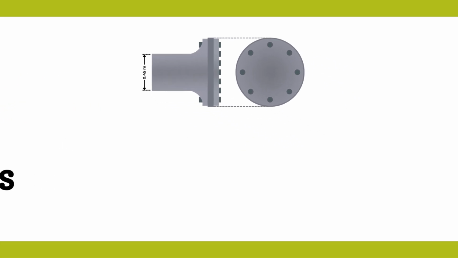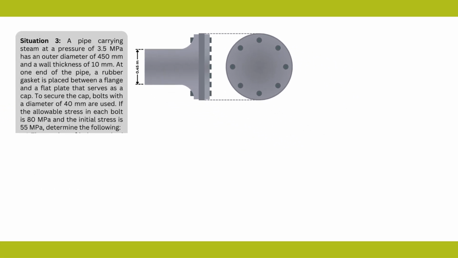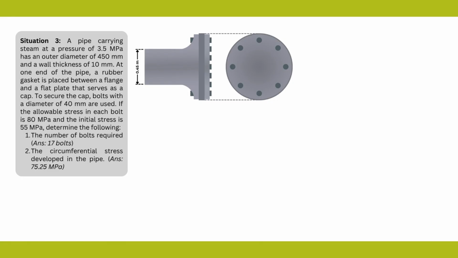For this episode, a pipe carrying steam at a pressure of 3.5 megapascals has an outer diameter of 450 millimeters and a wall thickness of 10 millimeters. At one end of the pipe, a rubber is placed between a flange and a flat plate that serves as a cap. To secure the cap, bolts with a diameter of 40 millimeters are used.